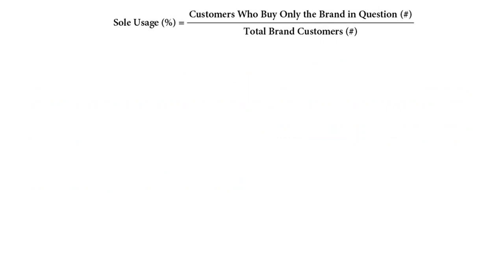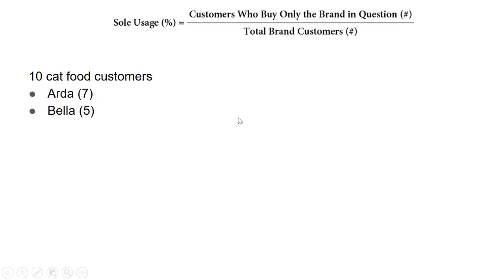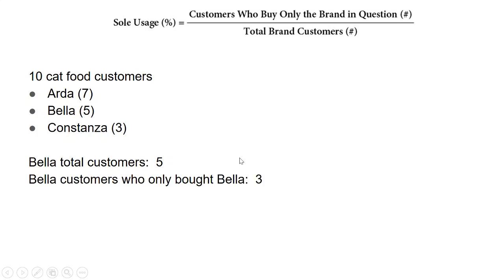Okay, SOL usage, a lot easier to understand here. This is just what percentage of your customers only buy your brand. They don't shop around. They are completely loyal. We know we've got 10 cat food customers. 7 of them bought the brand Arda, 5 bought the brand Bella, 3 bought the brand Constanza. So if we're Bella, we know that we had 5 total customers. We also know that 3 of those customers were perfectly loyal.